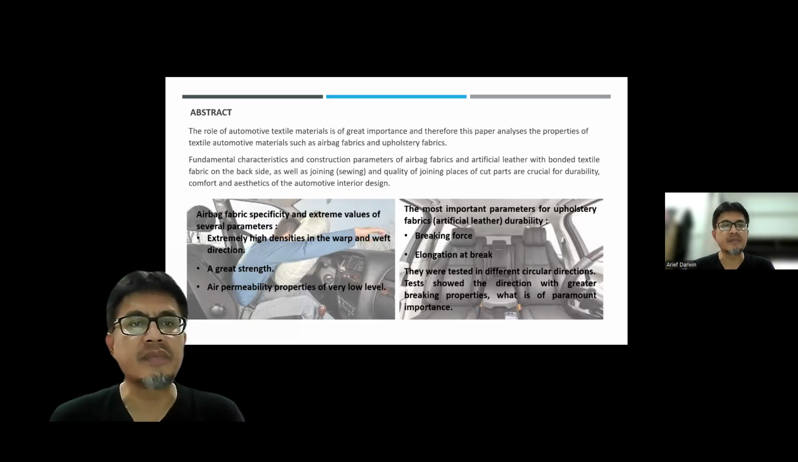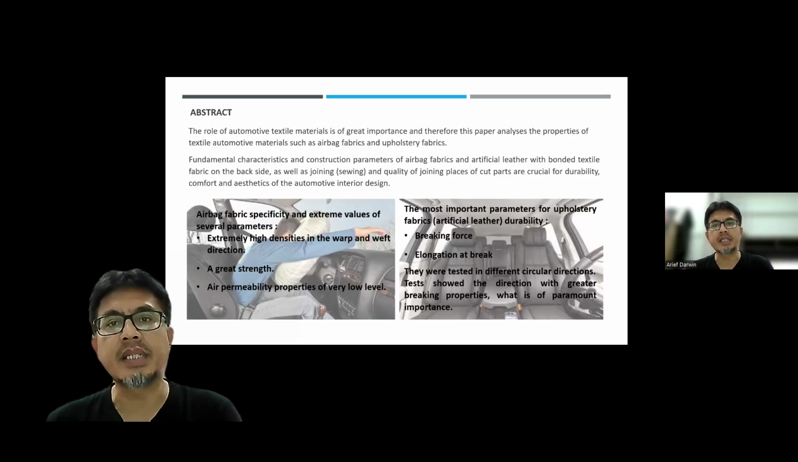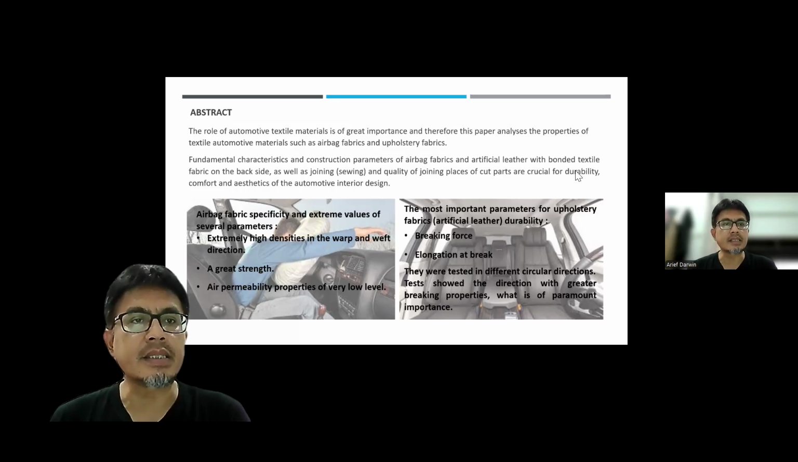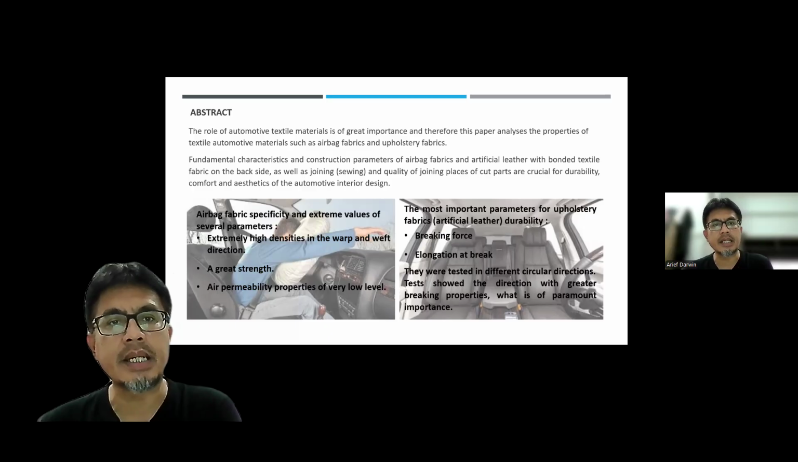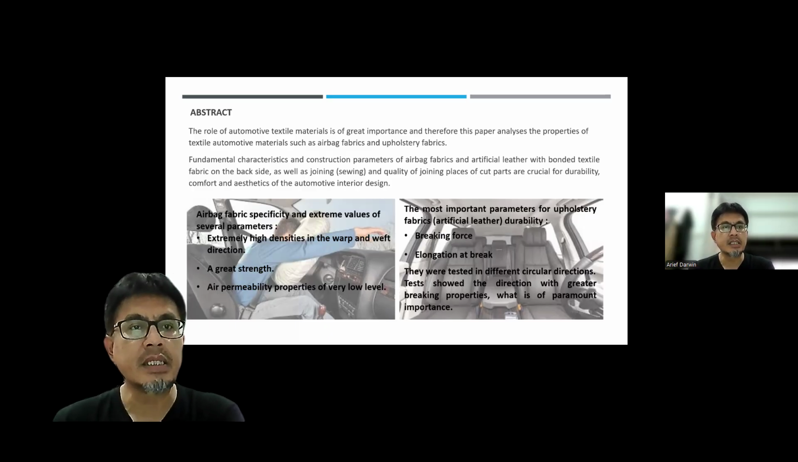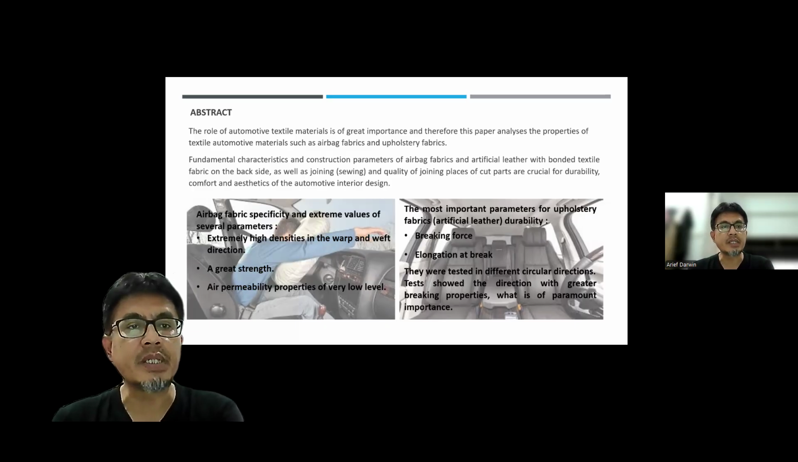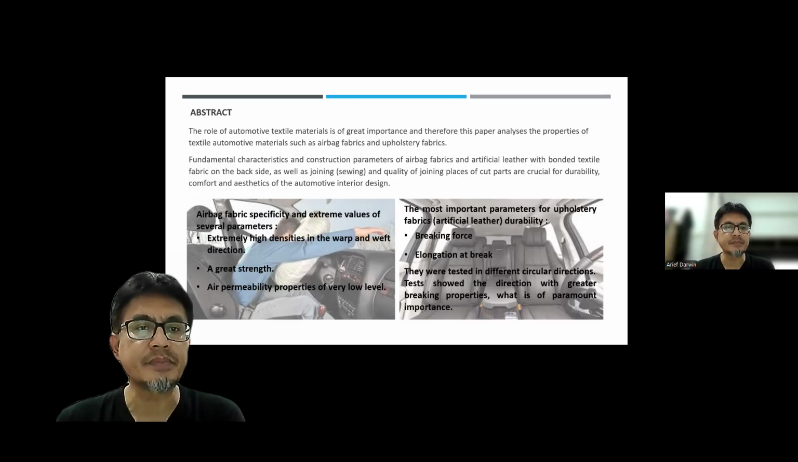The role of automotive textile materials is of great importance. Therefore, this paper analyzes the properties of textile automotive materials, such as airbag fabrics and upholstery fabrics. The fundamental characteristics and construction parameters of the airbag fabrics and artificial leather with the bonded textile fabric on the backside, as well as joining or sewing, and quality of joining places of cut parts are crucial for durability, comfort, and aesthetics of the automotive interior design.